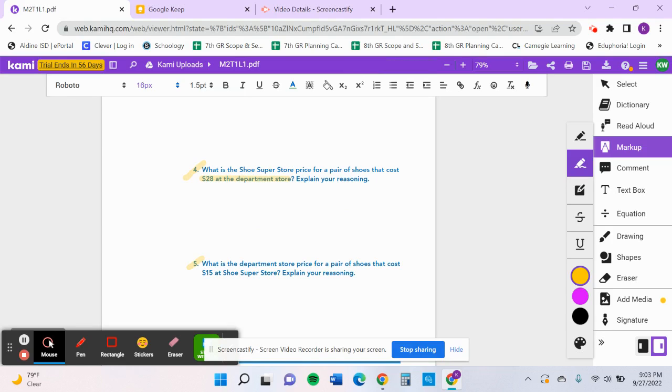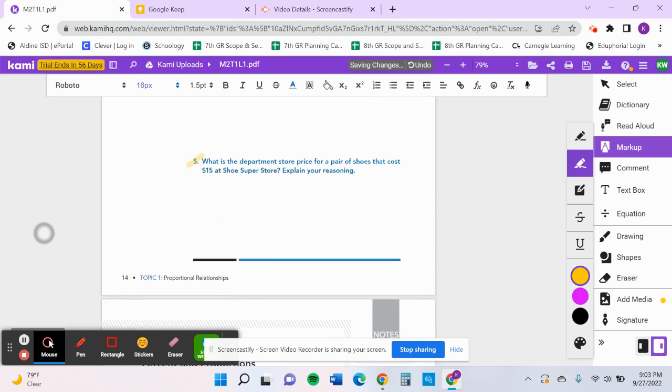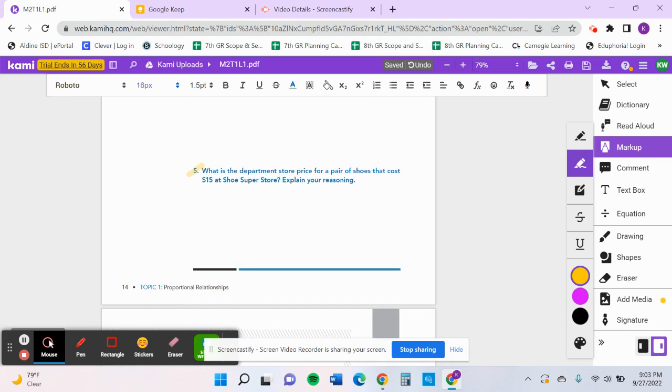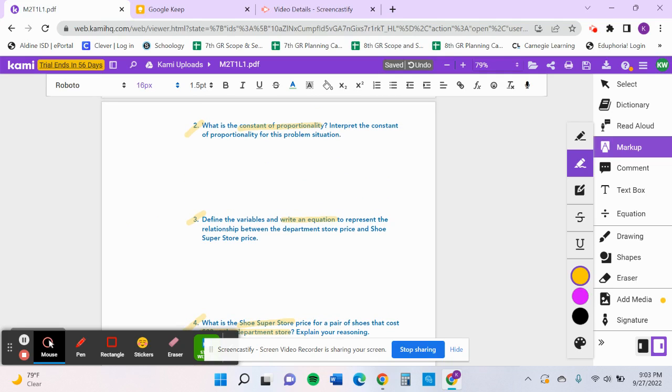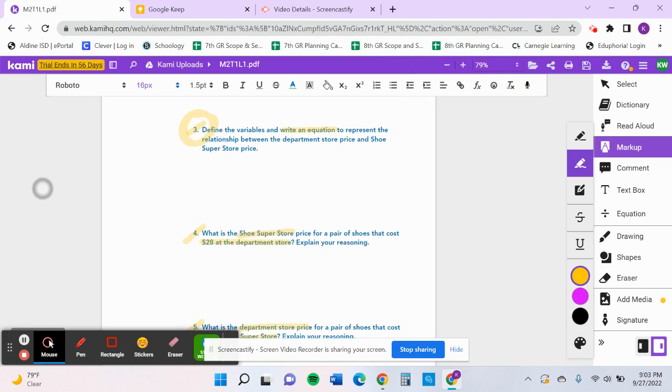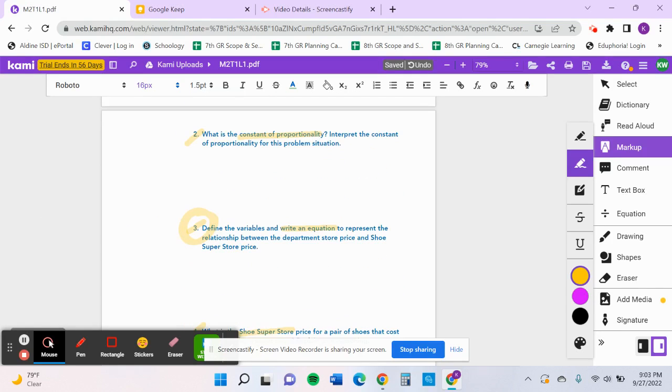You're figuring out what is the price at the shoe superstore using that constant of proportionality. And then number 5 says, what is the department store price? So now you're looking for the department store price for a pair of shoes that cost $15 at the shoe superstore. So using your equation, you can even use a proportion, but for this activity, try to use an equation, the equation that you're going to set up in number 3, to help you solve number 4 and 5. Pause here.